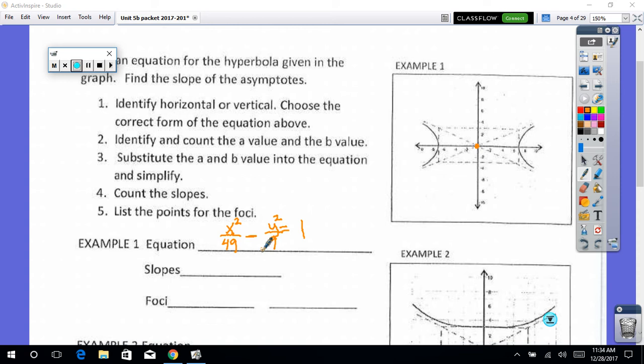Okay, so now that we have the bottoms figured out, it's really easy to figure out the slope. Remember, like I said, it's the square root of the number with the y over the one with the x. So again, the y was 3. That's why we got 3 squared is 9. So it's plus or minus 3 over 7. Plus or minus 3 over 7.